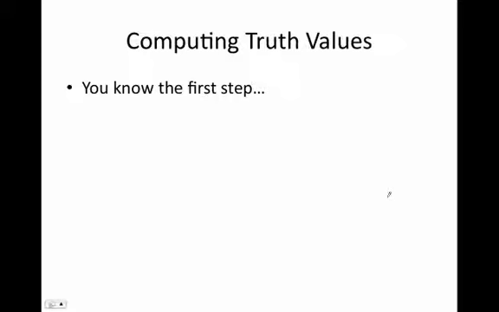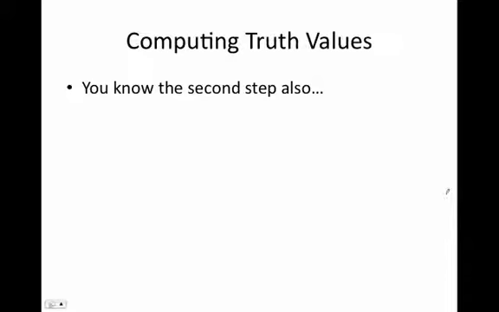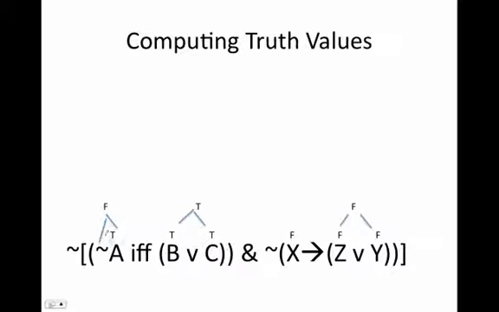All right, well, we know the first step. Put a T or an F above each letter respectively. Well, A is true, B is true, C is true, X is false, Z is false, Y is false. Okay, all we do next is move to the next level of complexity. The negation of A is false because A is true.